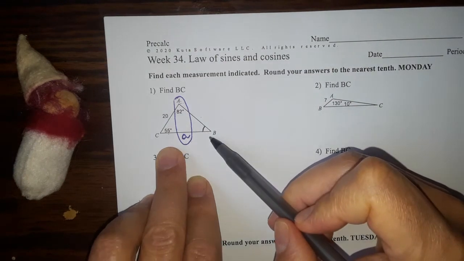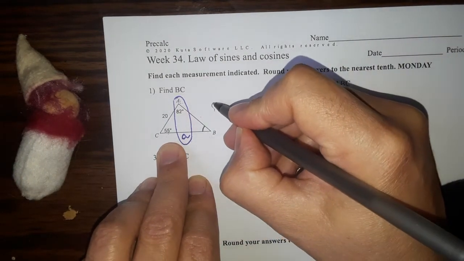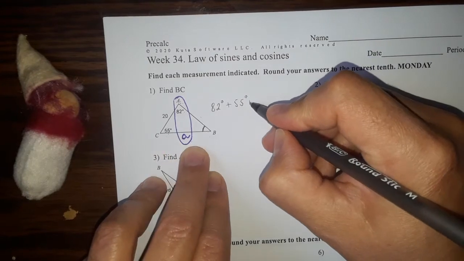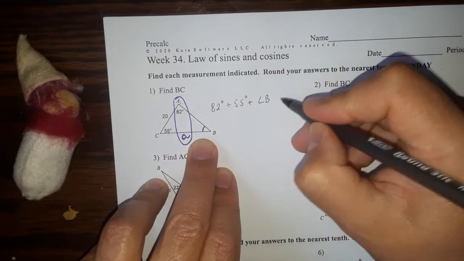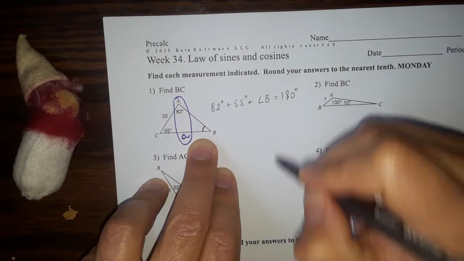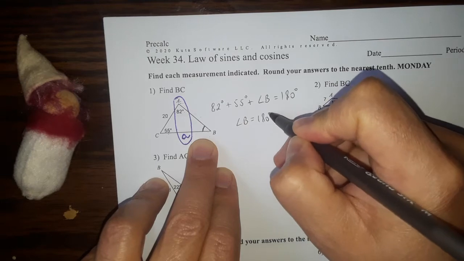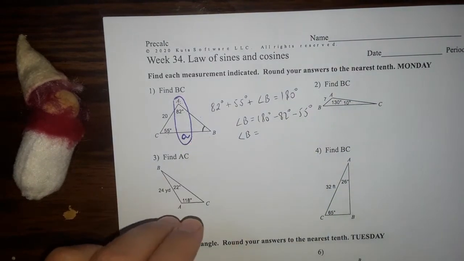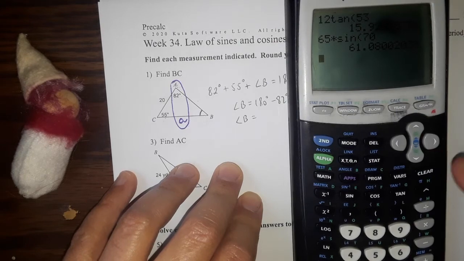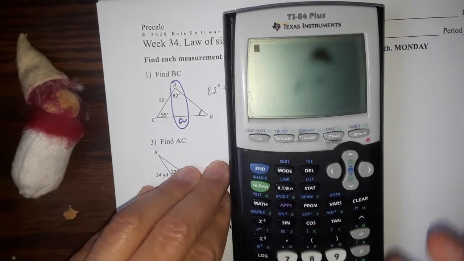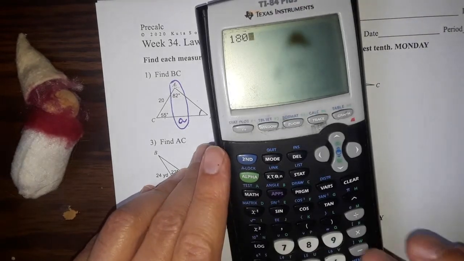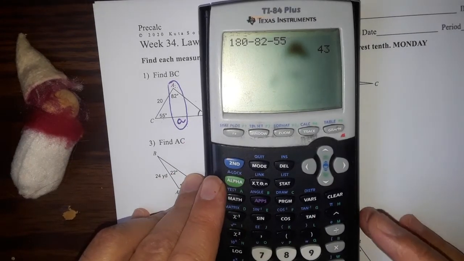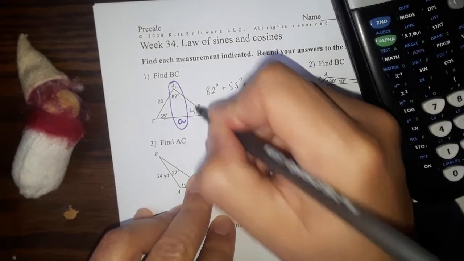How can we solve for B? Because we know that 82 degrees plus 55 degrees plus, let's call it angle B, equals 180, right? If we solve for B, we have 180 minus 82 minus 55. That way we can find the value of angle B, which is 180 minus 82 minus 55. That's 43. So this is angle 43, correct?